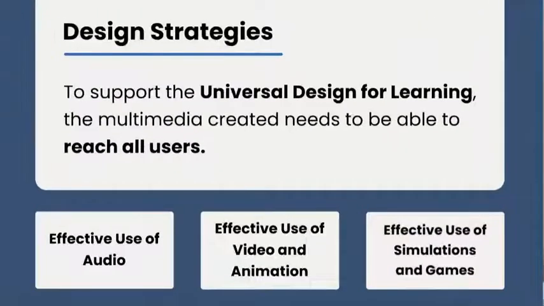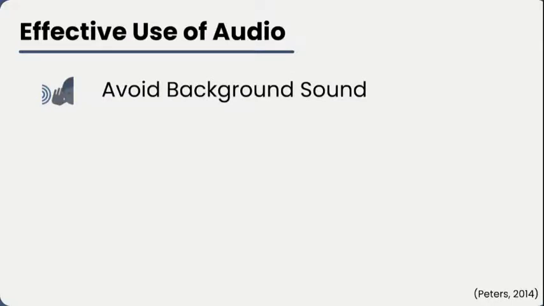Next, I'll discuss some design strategies that we can keep in mind to avoid those difficulties and enhance the benefits. To support the universal design for learning, the multimedia created needs to be able to reach all users. To effectively use audio, designers should avoid background sounds that may distract the learner, like background music. They should use acoustic cues, for example, using a ding to show learners that they have successfully completed a task, or a buzz when they get something wrong.